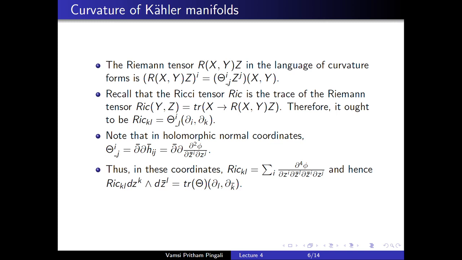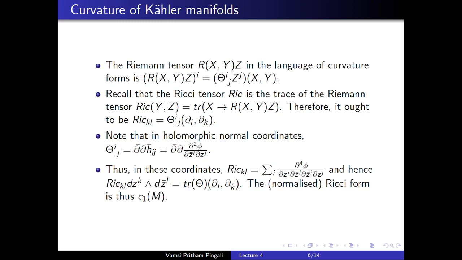You can define a Ricci form, okay, by taking Ricci KL dz k wedge dz L bar. That can be computed very easily by simply taking the trace of the curvature matrix. So the curvature is a matrix of two forms. If you take its trace, you get a two form. That two form corresponds to the Ricci tensor. Okay. The normalized Ricci form is therefore the first Chern form.